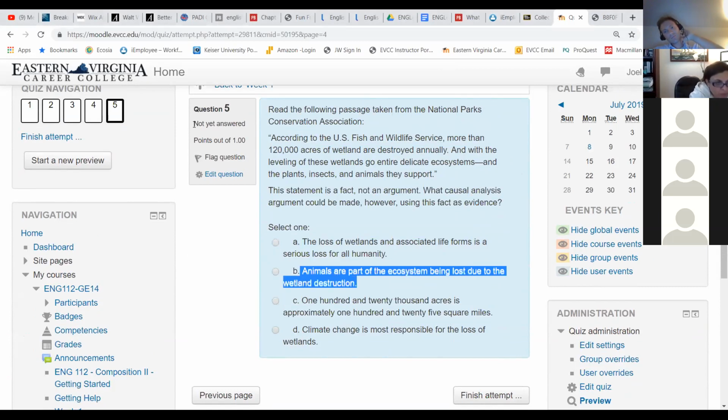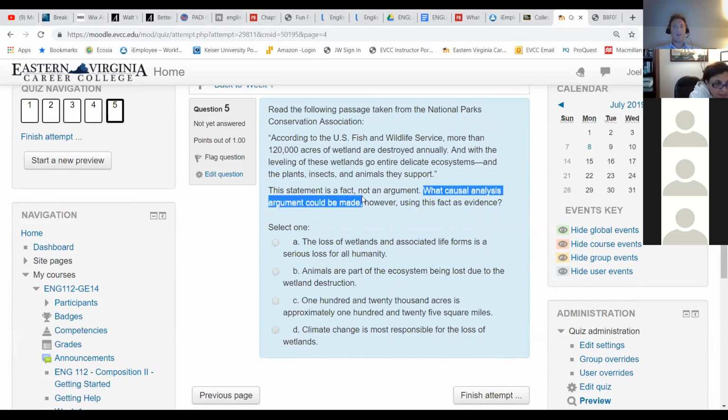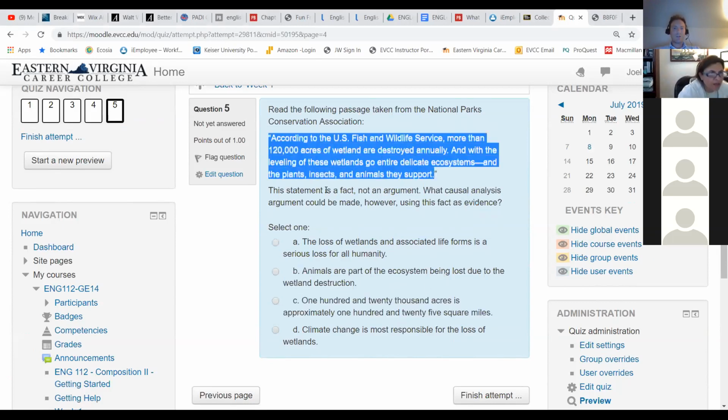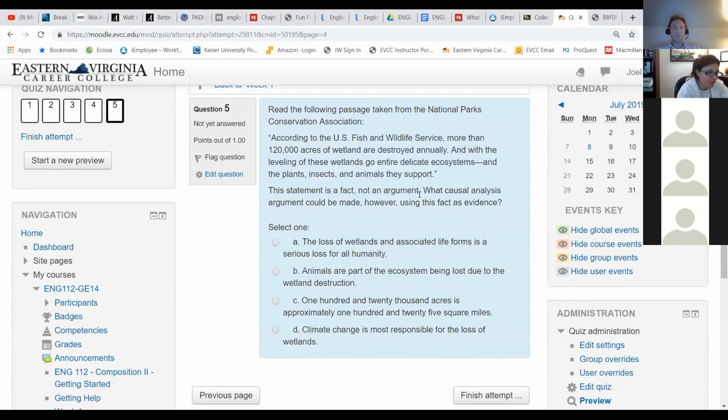C. Well, which one's making a causal analysis? C is kind of a statement or a fact, so it doesn't apply. That's right. This is just a factual statement. Oh, the statement is a fact. I'm sorry, I read it wrong. Yeah, it's saying this statement is a fact right here. But what causal argument?